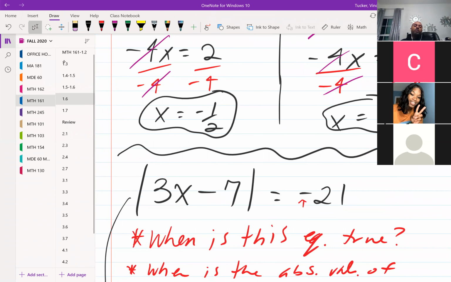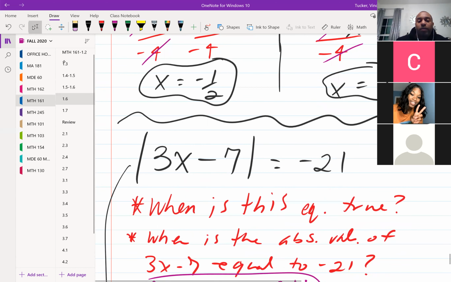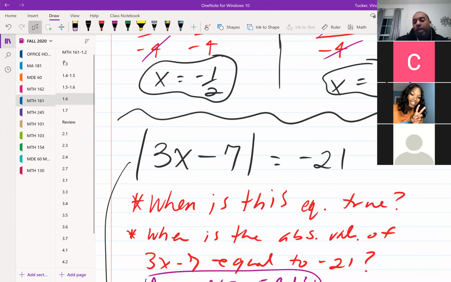All right, so this next one, we have the absolute value of 3x minus 7 equal to negative 21. So we want to be careful here. Whenever you solve your equation, you should be asking yourself, when is this statement true? In this case, when is the absolute value of 3x minus 7 equal to negative 21? And here, the answer is going to be never.